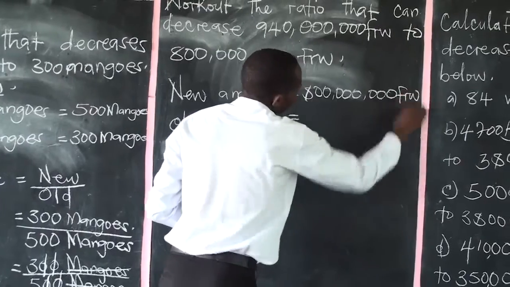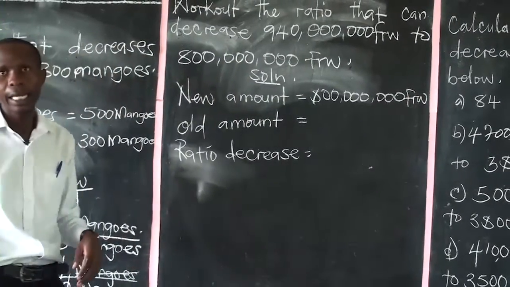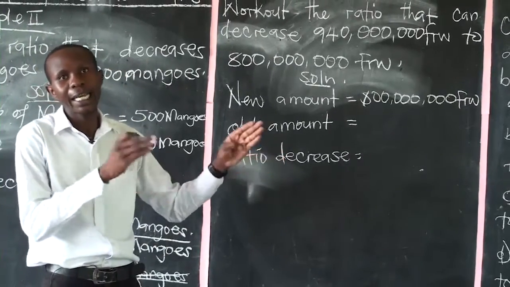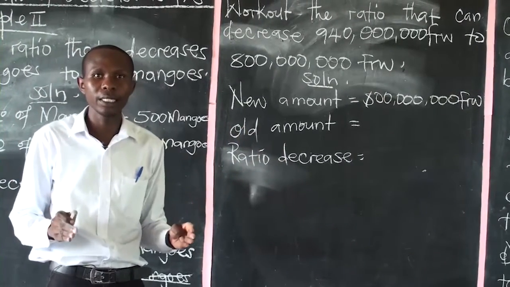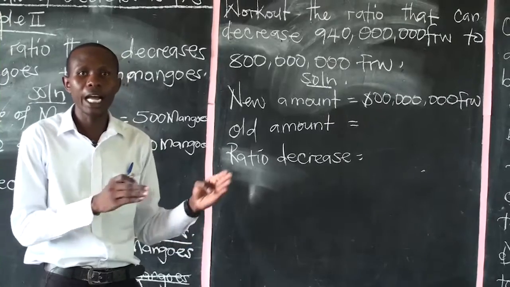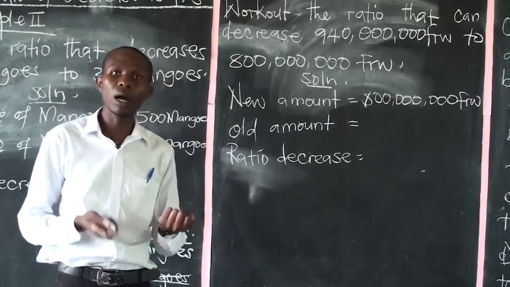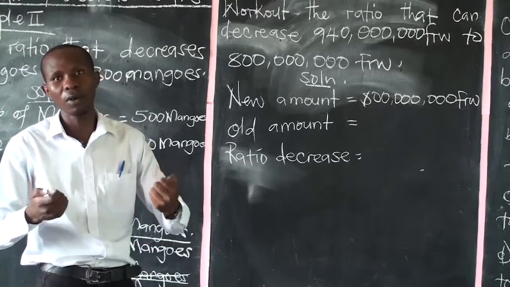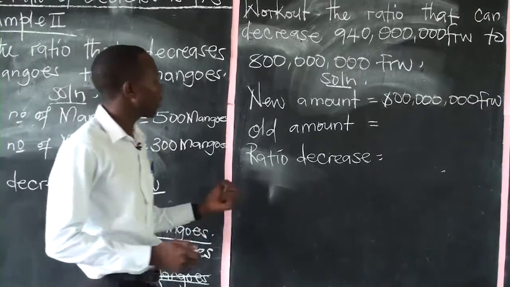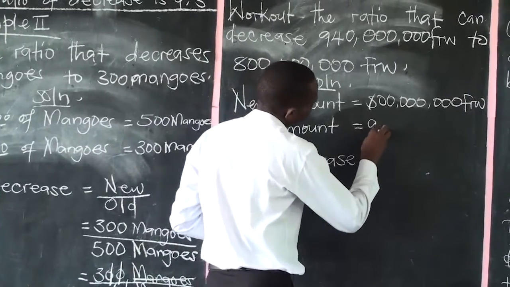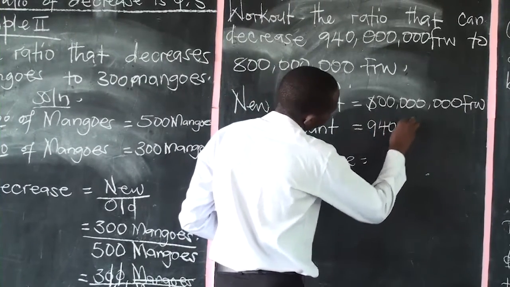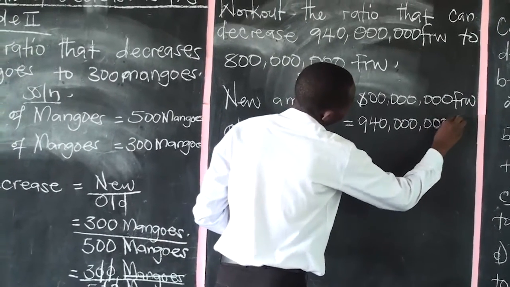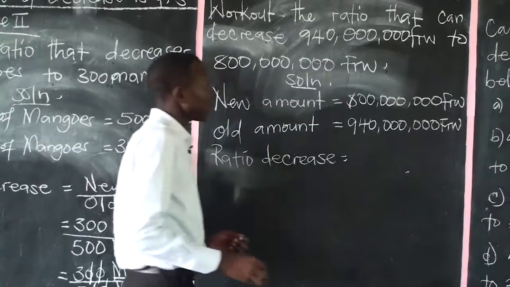It will be 800 million francs. That will be the amount of money that, after reducing 940 million as an old amount, you'll come out with 800 million. That will be now our new amount. So our old amount will be 940 million Rwandan francs. That will be the amount.